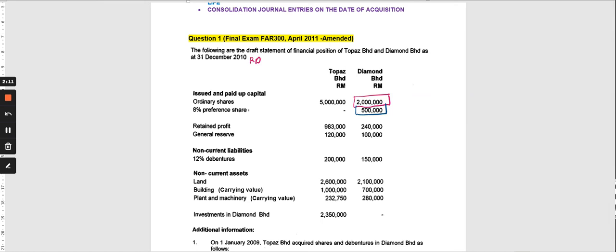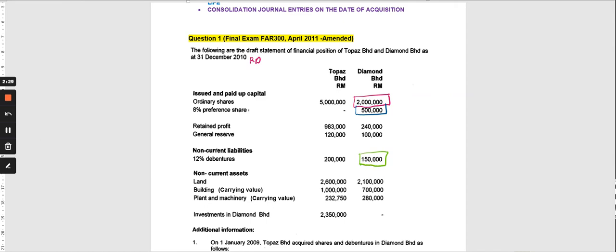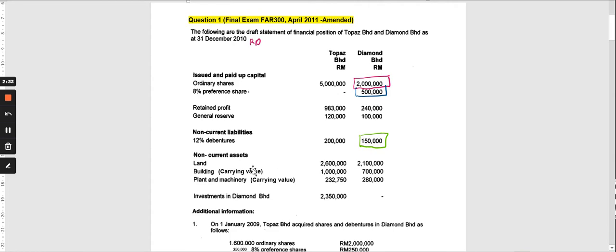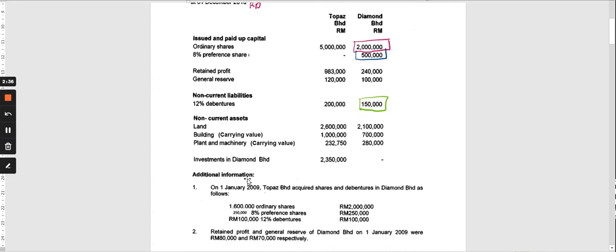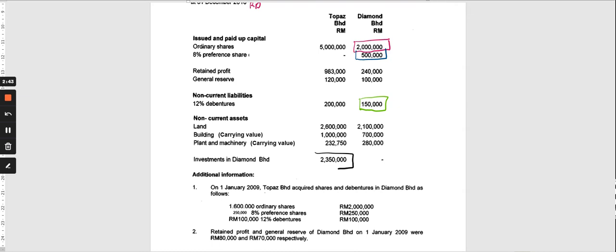Another one, this is the acquisition of preference shares that will be acquired from the ordinary and preference shares of Diamond. And I also would like you to focus on the 12% debenture, because we are going to see in the additional information that these are the items being acquired. In this information given here, that is 2350, the investment in Diamond.